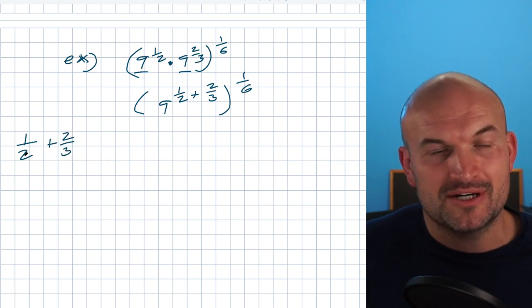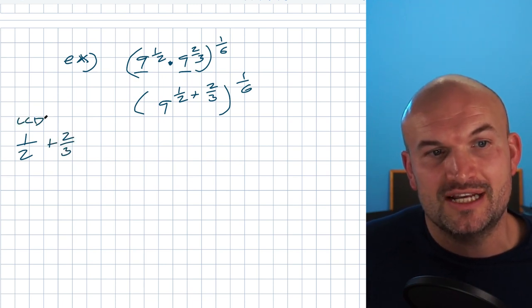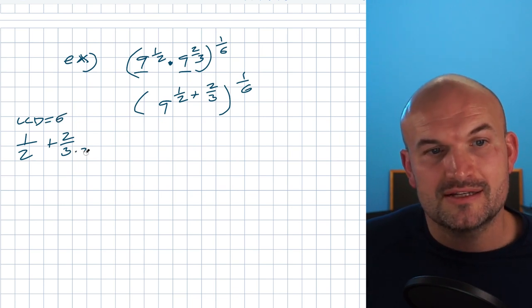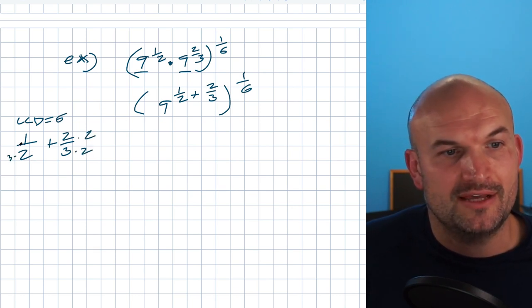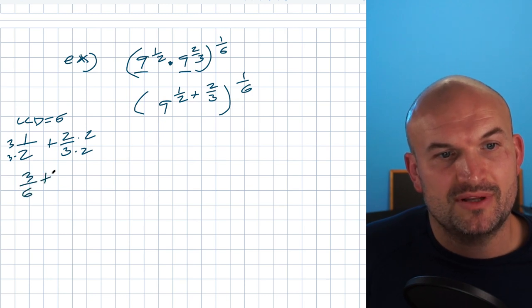We need to get common denominators here, which is going to be finding the LCD, which in this example is going to be 6. So I'm going to multiply by 2 over 2 and then a 3 over 3. So that's a 3 over 6 plus a 4 over 6, which is a 7 over 6.